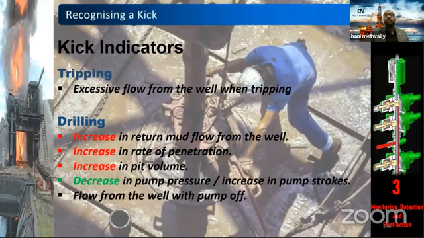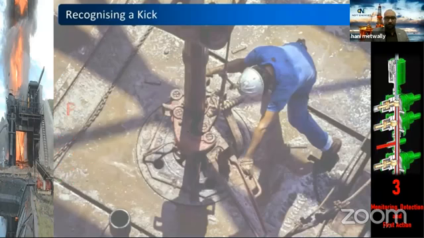Now we stop the pump. We have a problem, so we stop the pump. After you shut down the pump, we still have a flow from the well. So this is an indicator. This is a positive sign that we have a kick.